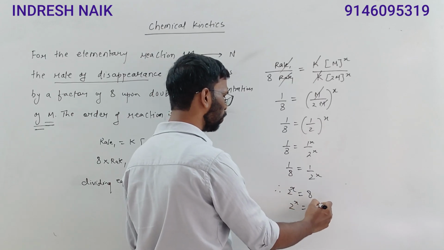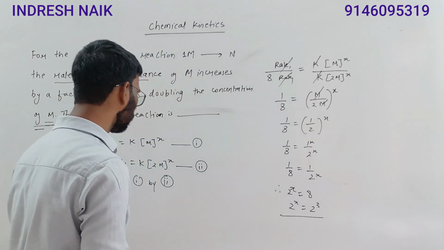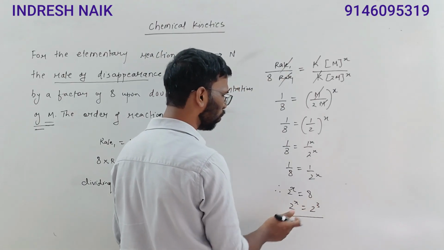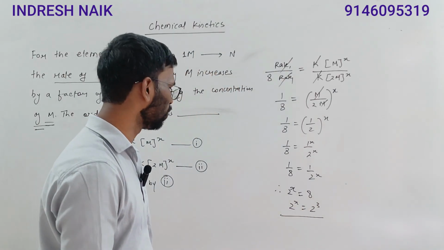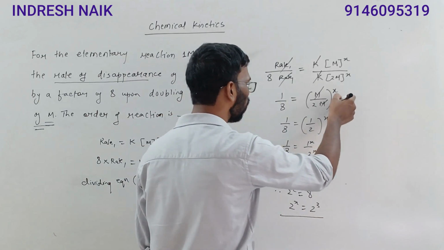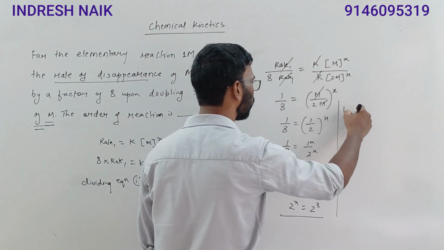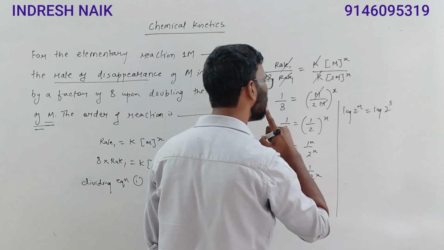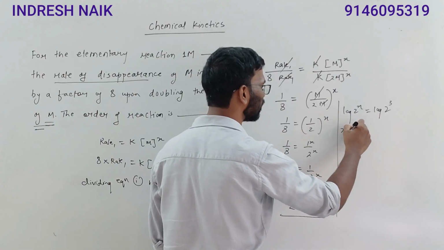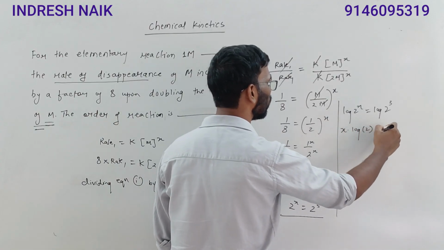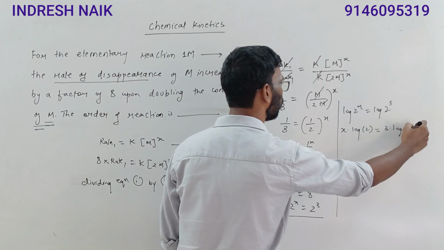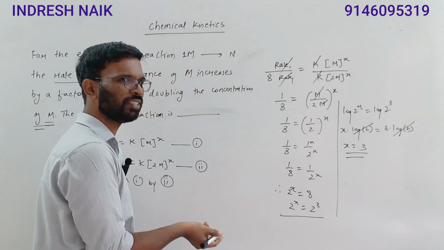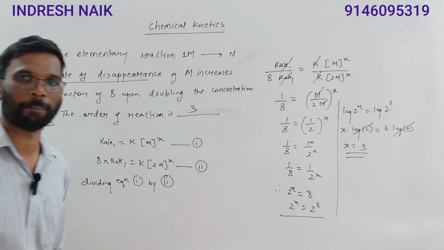Can I write 8 as 2 raised to 3? I can write, no? So if you take log on both sides, what do you get? Directly you can say X is equal to 3, but I am just telling you how X is equal to 3. If I take log on both sides, I can write log of 2 raised to X is equal to log of 2 raised to 3. Using identities of the logarithm, this can be written as X log 2 and 3 log 2. This and this will get cancelled. So X is equal to 3. So what is the order for this reaction? Order is 3. Right? Answer is 3.